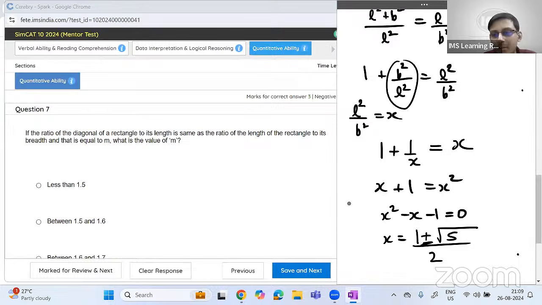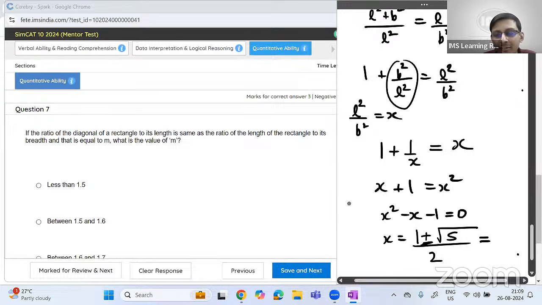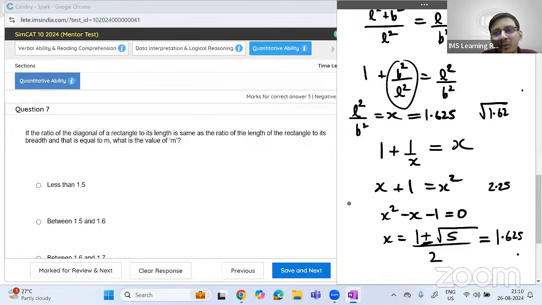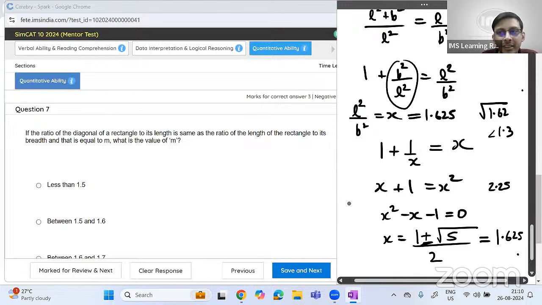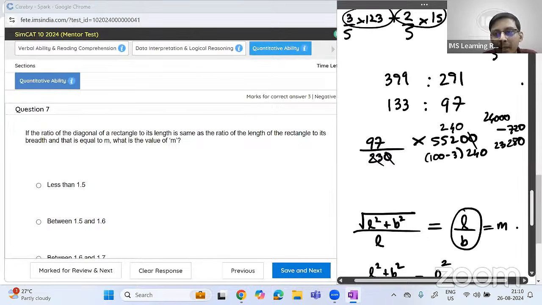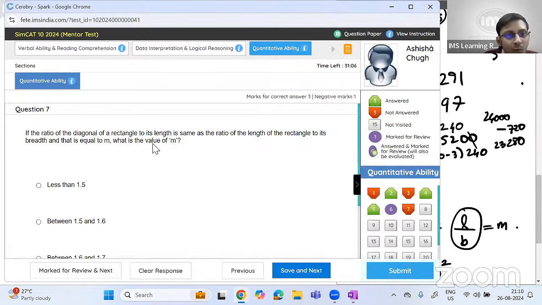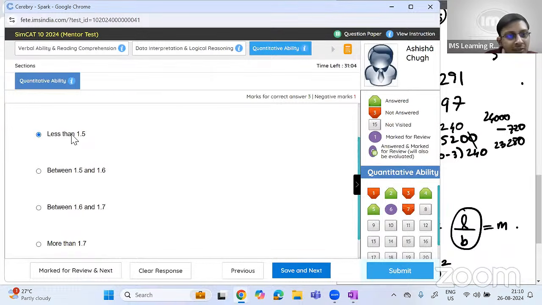Okay, options are in terms of approximation. Let's calculate this. Square root of 5 is 2.25 approximately. 1 plus this is 3.25, by 2, 1.625. x is this. x is L square by B square, 1.625. So L by B will be the square root of 1.625. Square root of 1.69 is 1.3. So this will be a bit less than 1.3. And we had to find L by B only. m was L by B. While the value of m is a bit less than 1.3, so less than 1.3.